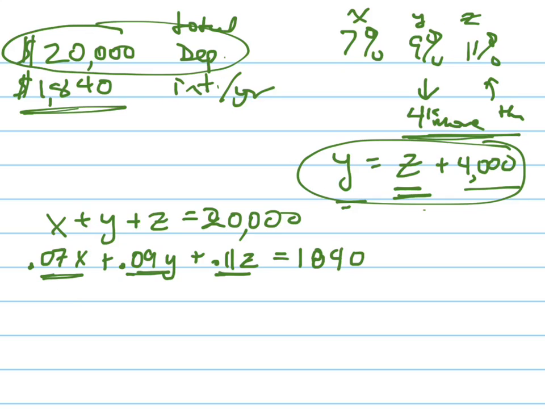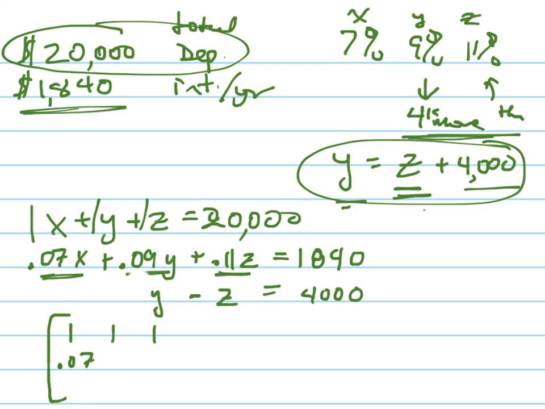In fact, let's write this third equation in standard form. So let's leave 4,000 on this side. Let's write 1y here, and then minus 1z. I don't really need to write the 1, but the reason I do that is because when I set up the matrix, it's easier to see what your coefficients are. The coefficients of the matrix: 1, 1, 1, 0.07, 0.09, 0.11, 0. Don't forget you don't have any x right here, so that means there's 0x, 1y, and negative 1z. So that's my 3 by 3 matrix.